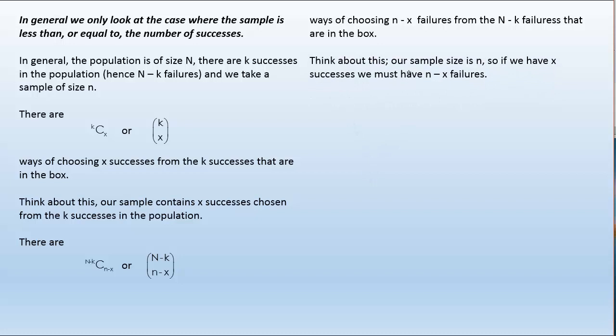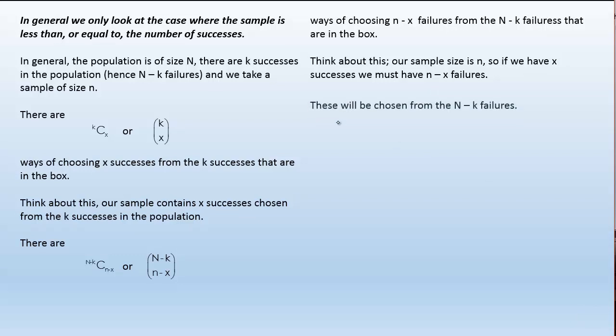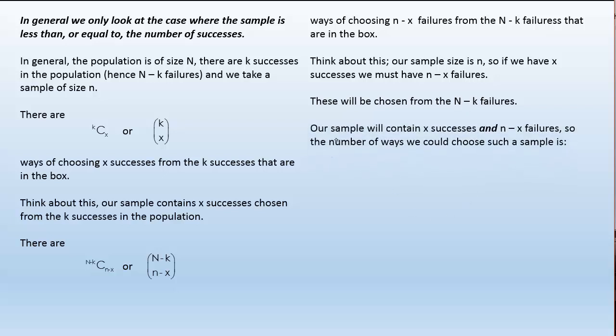Think about this. Our sample size is n, so if we have x successes, we must have n minus x failures. These will be chosen from the N minus k failures. Remember, the population of the entire box is N. We have k successes, so we must have N minus k failures. Our sample will contain x successes and n minus x failures.